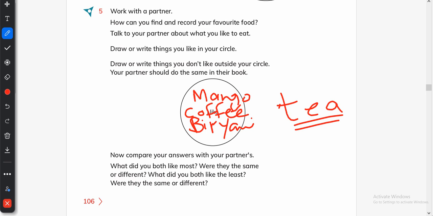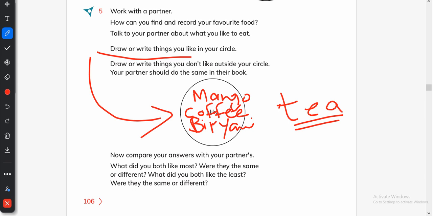Draw or write the things you like in the circle. So I have written the things. Drawing is a bit challenging for me. Draw or write things you don't like outside the circle. Your partner should do the same in their book. I have written outside the circle it's tea. And what else I don't like? I don't think there is anything else.